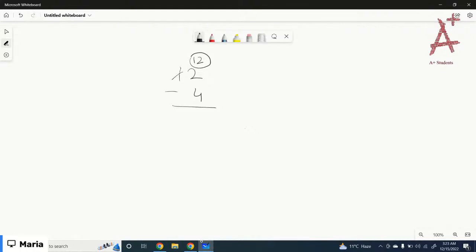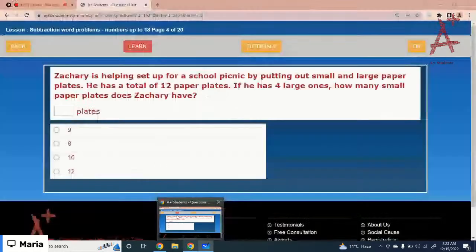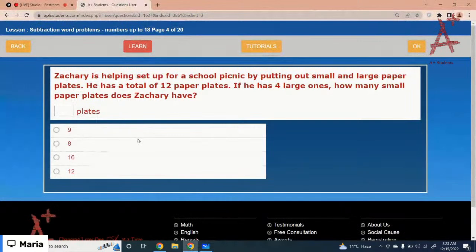So you have to do 12 take away 4. 5, 6, 7, 8, 9, 10, 11, 12. Just count the lines: 1, 2, 3, 4, 5, 6, 7, 8. So 12 take away 4 is 8. Got it? So select the correct option and click on the OK button.